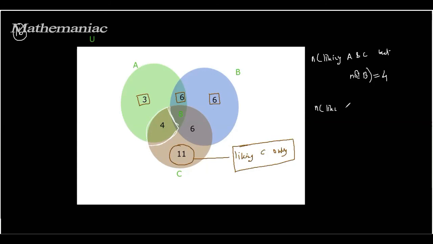Somebody might ask for only C and only B. Total number of persons liking only C and only B. So what will it be? Only C there are 11 and only B there are 6. So the total answer will be 17. Right? So be very, very careful about these particular statements.